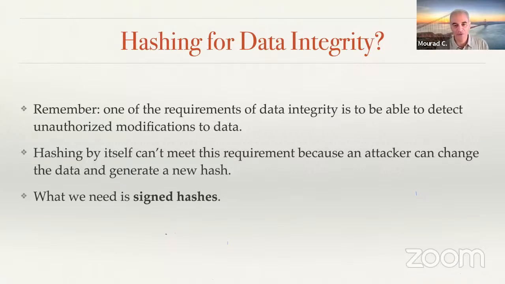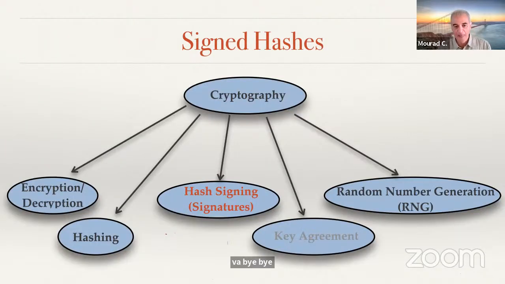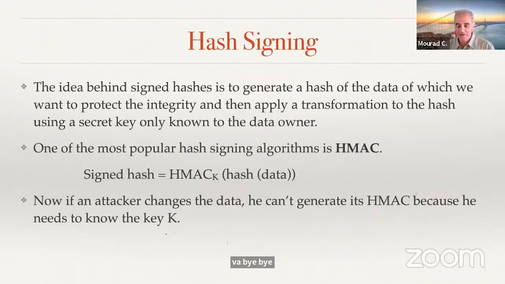So in order to use hashing for data integrity, we need to use a technique called signed hashes. With signed hashes, we still hash the data to get a representation, and then we sign the hash. How do we sign the hash? We sign it with a key, so we apply a cryptographic operation. HMAC is one hash signing technique. There are others, but HMAC is probably the most popular.